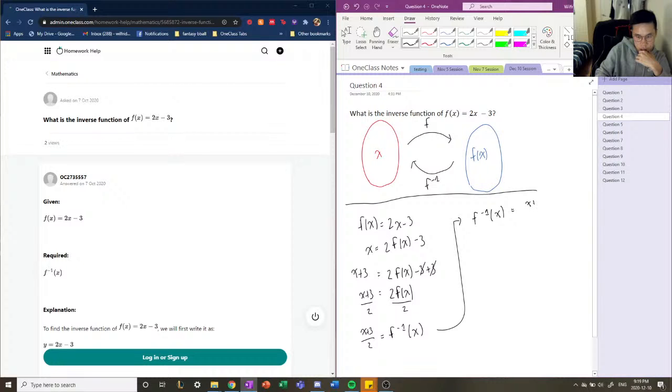So now we know that our inverse function is x plus 3 divided by 2, or 1 over 2 x plus 3 over 2. It's also a linear function, and this will take the y values of our original function, 2x minus 3, and relate them back to their x values. Okay, cool.